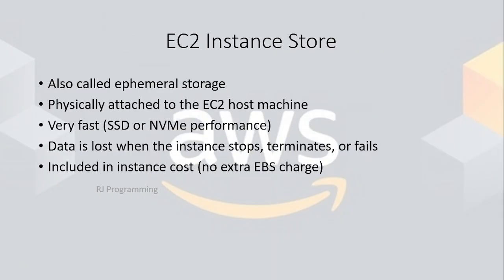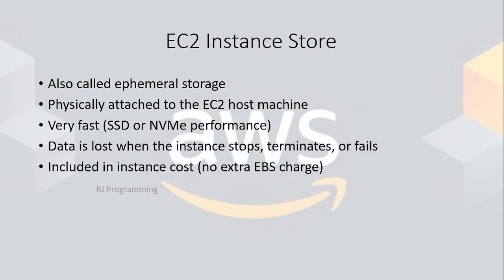Now, switching gears, let's talk about EC2 Instance Store, also known as ephemeral storage. This is physical storage that's directly attached to the same host machine running your EC2 instance. Because of this close proximity, read-write performance is extremely fast, often much faster than EBS. It uses SSD or NVMe drives, which are ideal for workloads requiring rapid access to temporary data like caching, scratch files, or intermediate data processing.